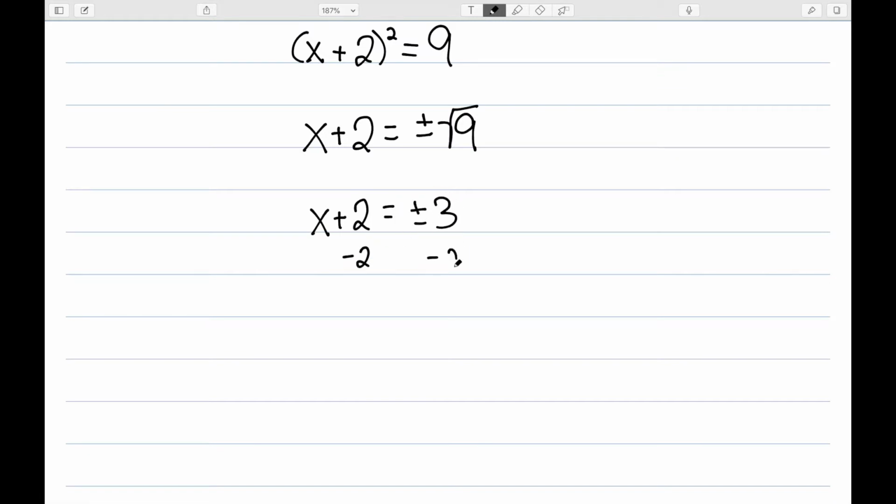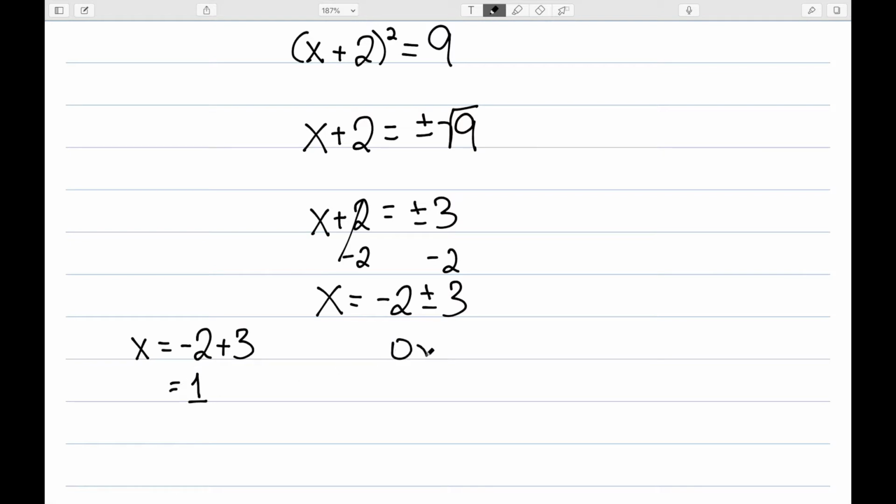We then subtract 2 from both sides. We get negative 2 plus or minus 3. So this means that x is equal to negative 2 plus 3, or 1, or x is negative 2 minus 3, which is negative 5.